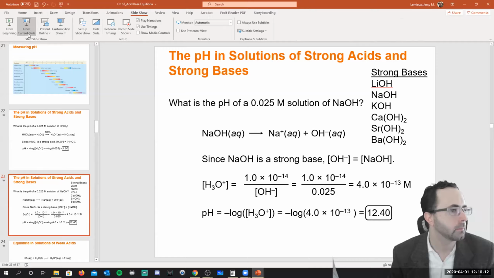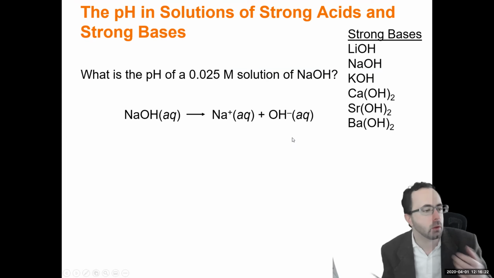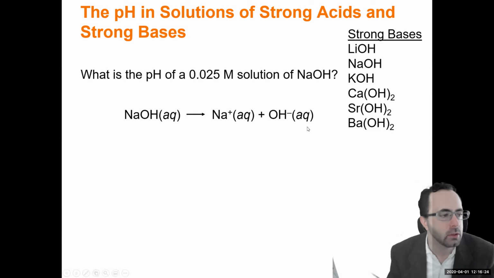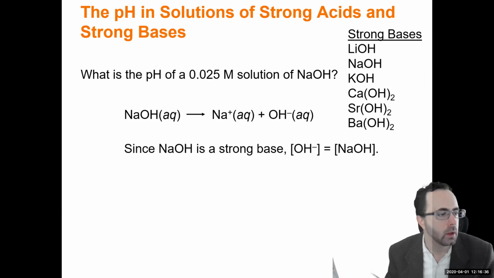Okay, and so it's going to completely separate into its sodium ions and its hydroxide ions. And the hydroxide ions are essentially what base is. So we don't need to add water here. For strong bases, it's easier to just show the hydroxide being produced directly. So likewise, just like we did for the acid, since we know this will 100% dissociate, the sodium hydroxide is a strong base, so the hydroxide concentration will be the same as the sodium hydroxide.